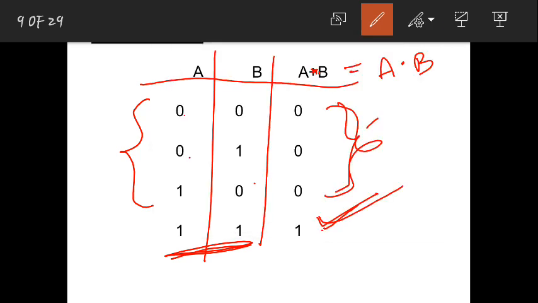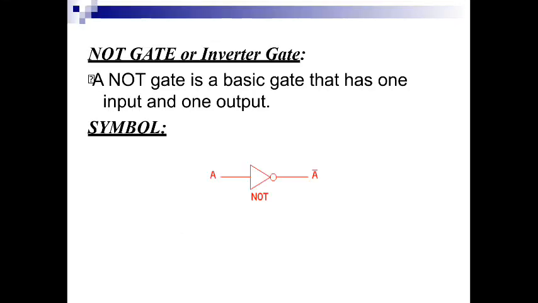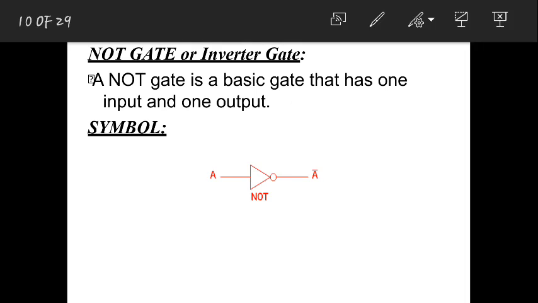So, next you have the NOT gate. First we will see what a NOT gate is, and we will see how to produce the NOT gate using the AND gate and OR gate. See, this is the NOT gate. It can also be called an inverter gate, which is just the opposite, it is complementing.